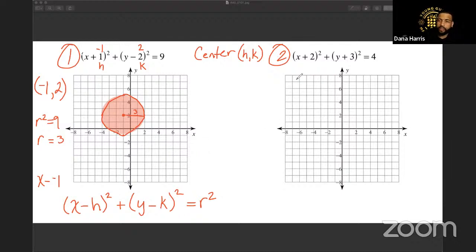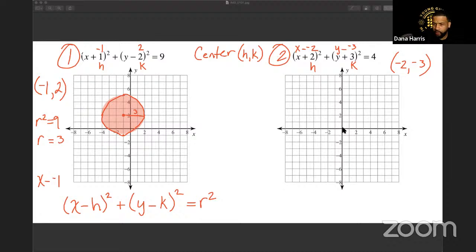Okay, now let's look at this one over here. We have X minus 2 squared plus Y plus 3 squared equals 4. So the center, we have H, we have K. Now remember, once again, there's a plus here and a plus there. So that means X minus negative 2. So H is negative 2 and Y minus negative 3. So that's negative 3. So the center is at negative 2, negative 3. Let's do a different color.